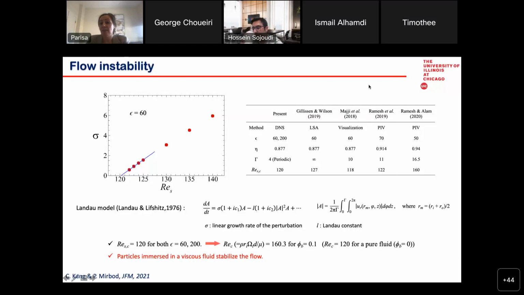I'm aware of these authors, Ramesh and Alam. I believe I reviewed another paper from them, and they are working more on getting PIV. So that's on the experimental side. But for computation, our computation was the first, and we are still working on that. Of course, there were some differences between what they found in visualization and PIV and the numerical method, but we found it very, very similar.